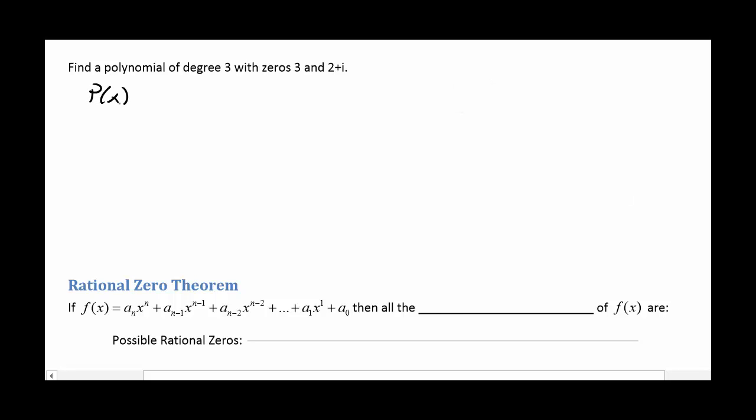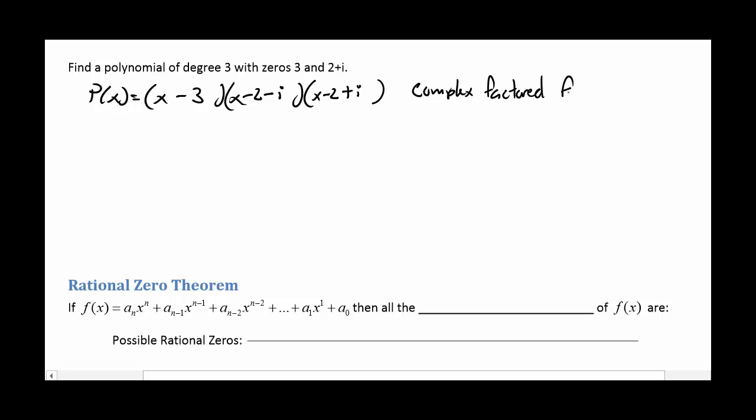So our polynomial of degree 3, so I know I can plan ahead, has got x and x and x. Okay, so what are the factors? I have x, well, the 3 becomes a minus 3, and the 2 plus i becomes a minus 2 minus i. And of course, what's missing? What's missing is the conjugate. So minus 2 plus i would be the other factor that's not there. Okay, so this I'm going to call complex factored form.